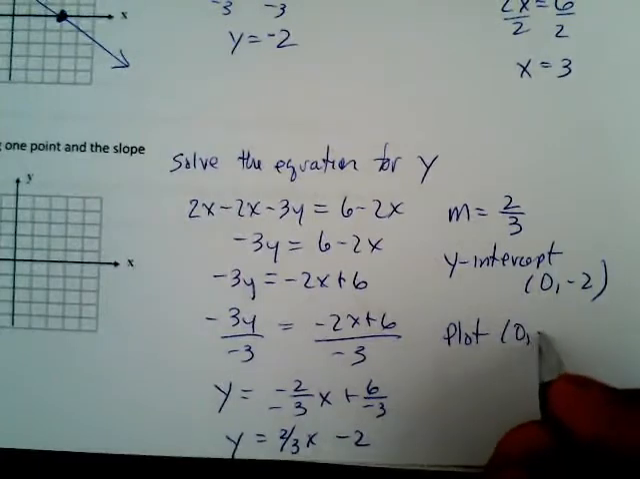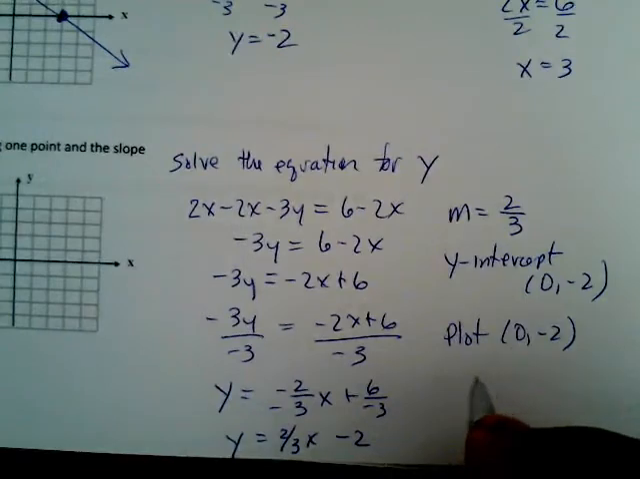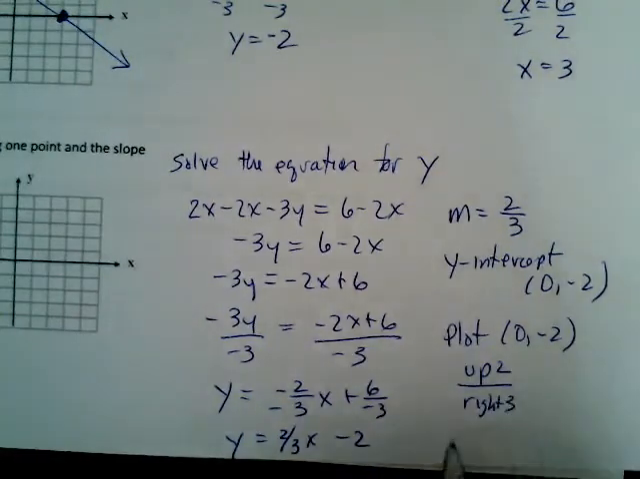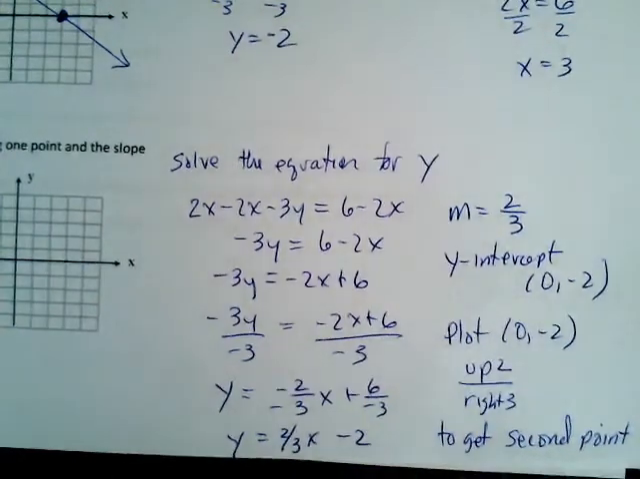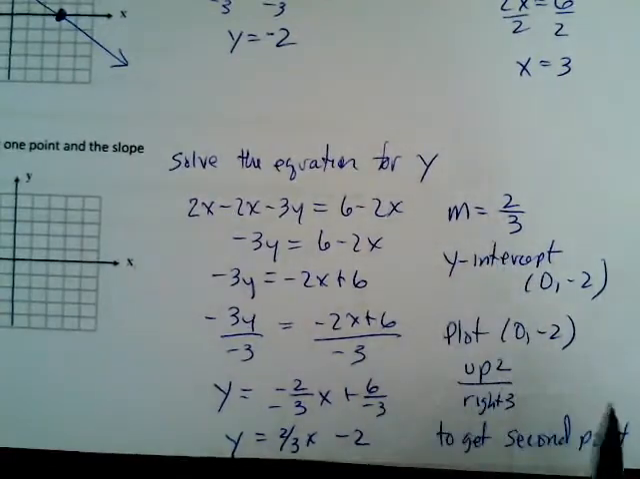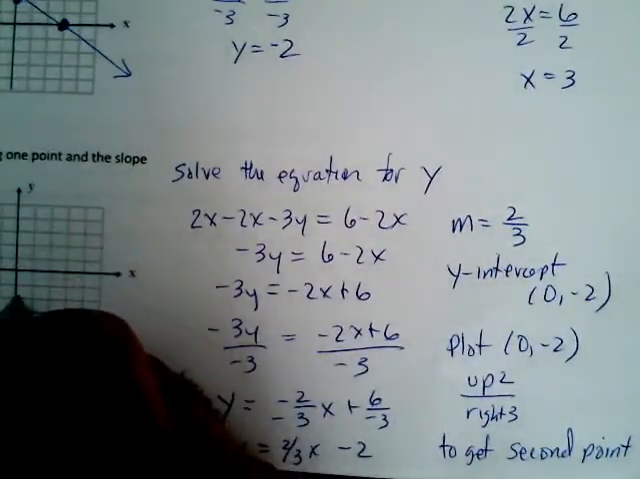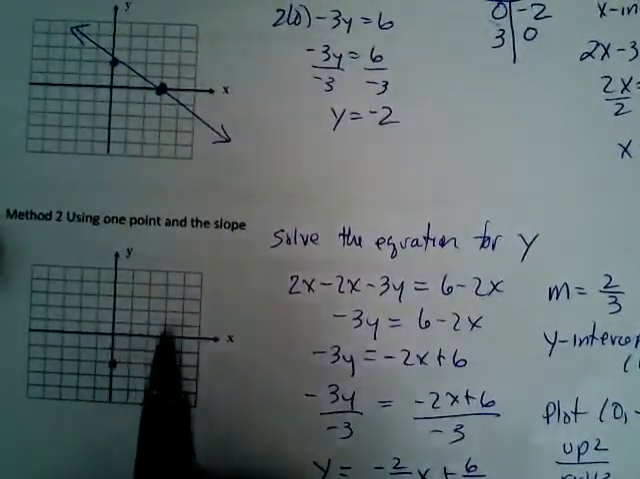So I'm going to plot 0, -2. And then go up 2, right 3, to get your second point. So you plot the y-intercept, you use your rise over run, up 2, right 3. So I plot 0, -2, up 2, right 3.